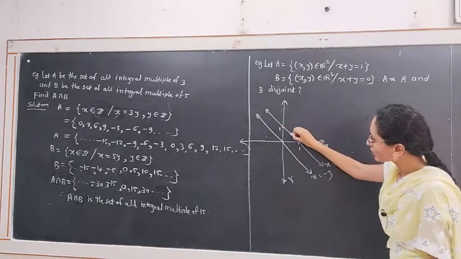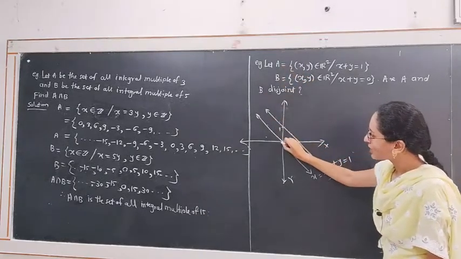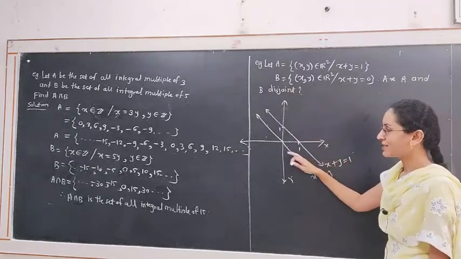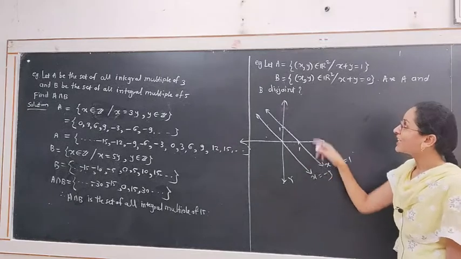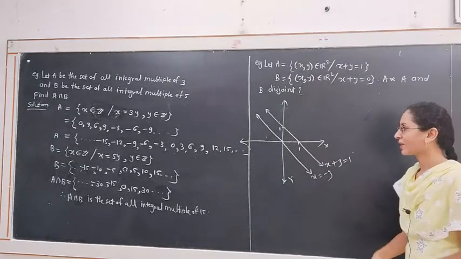All the points on this line form the set A, and the set of all points on this other line form the set B. As these two lines do not intersect, there is no common element between A and B. Hence, A and B are disjoint sets.